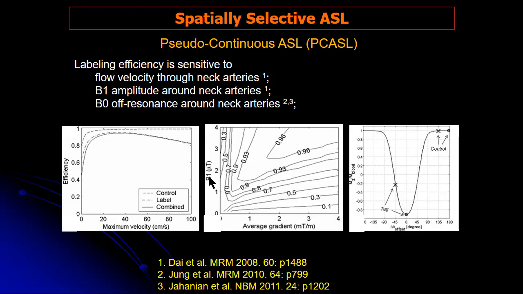So we have to recognize the limitations of this PCASL sequence. In addition to the sensitivity to the arterial transit time with generally spatially selective ASL, for PCASL itself, we know that the labeling efficiency is sensitive to the flow velocity through large neck arteries. And also, labeling efficiency is sensitive to B0 and B1 field homogeneity around the neck arteries.